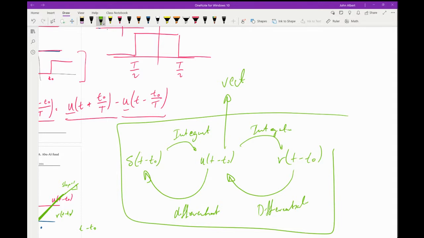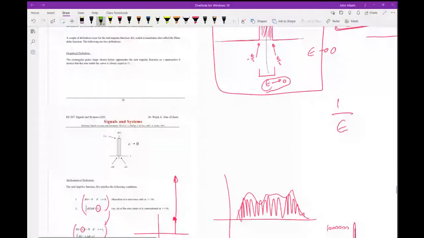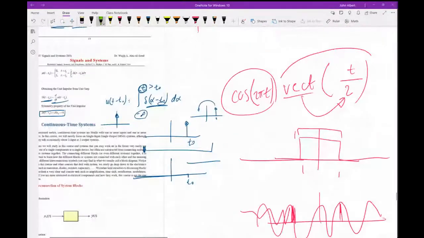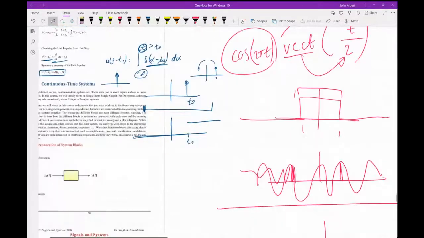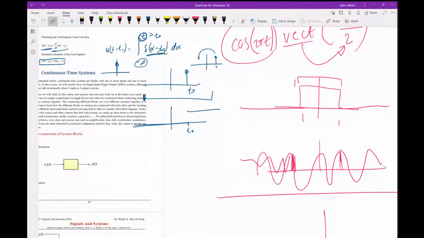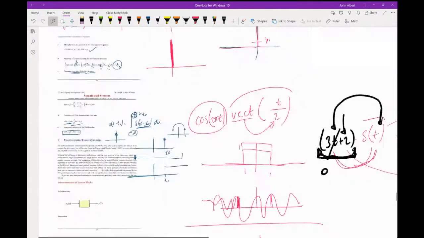Right. Now what I will do is I will not go to the next topic. The next topic talks about systems, and I'll talk about it next class. Let me just give you an example.